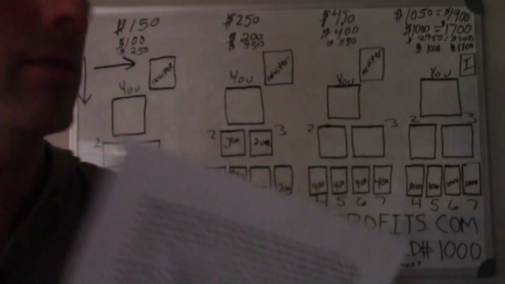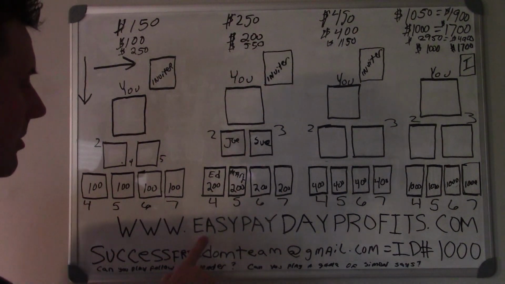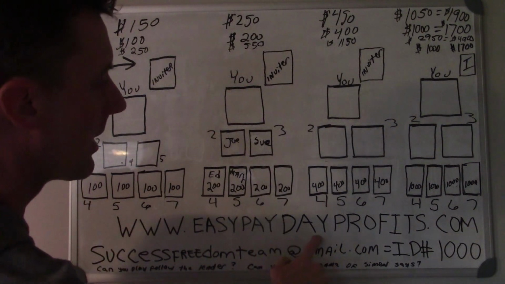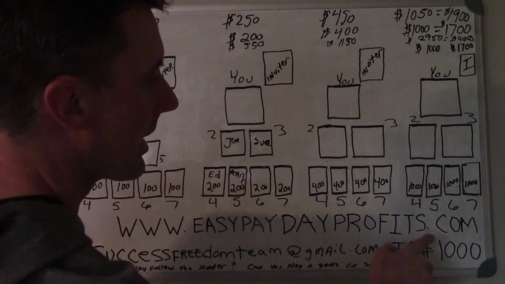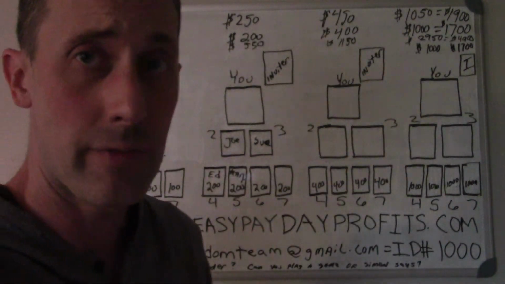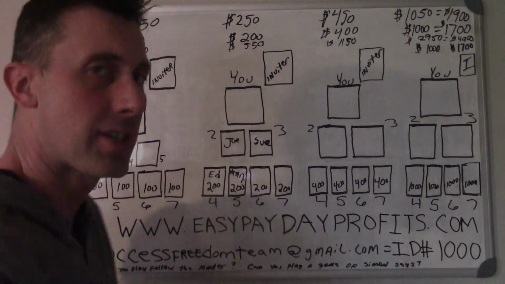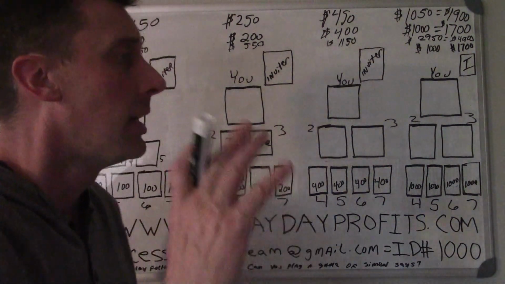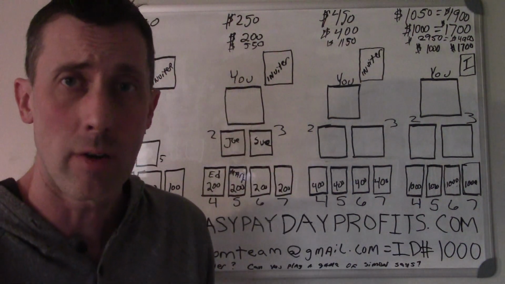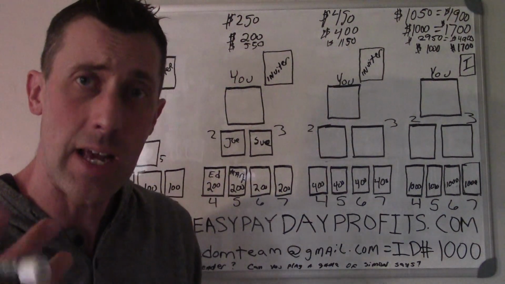Right there it is in yellow, which is www.easypaydayprofits.com. After this video, do your due diligence. Go ahead and go to easypaydayprofits.com. Take your time. Don't be in a hurry. Grab a pen and paper. Sit down and take notes.